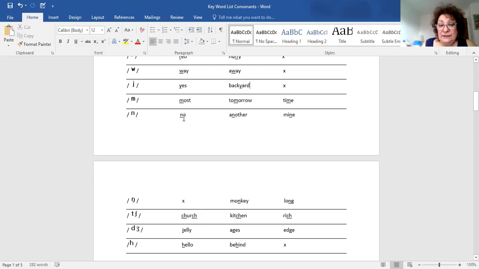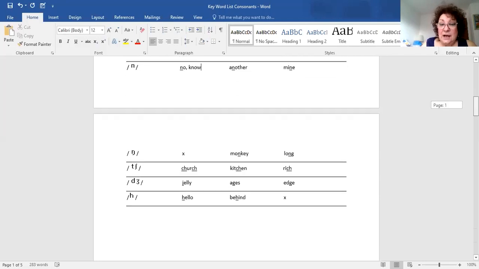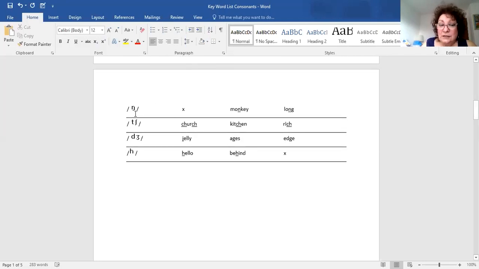Is lingua alveolar. No, and we have the KN spelling of no. So we'll go through those lists in your book as well. And then the third nasal sound looks like a little N with a fish hook. We do not have many words that begin with it. We don't have any words that begin with it. Other languages do, but we don't. We have medial position, like monkey, and final, like long.